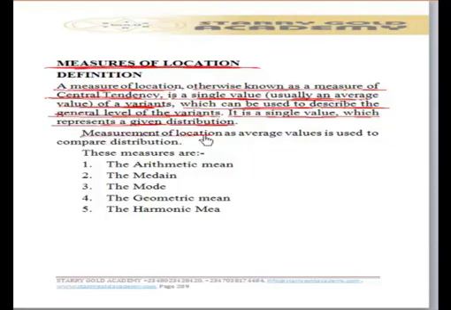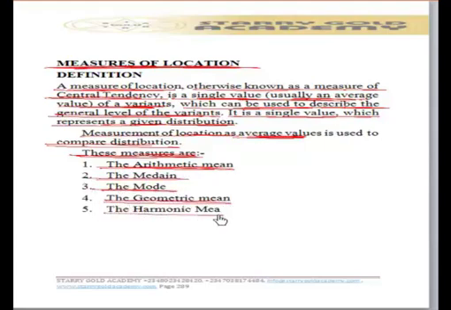So we have measurement of location, which we commonly call average values. That is, the measures of location are usually regarded as average values, and in many instances these particular values are employed for the purpose of comparing distributions in various statistical values. So the commonly used measures of location or central tendency include the following. We have the arithmetic mean, we have the median, we have the mode, we have geometric mean, and we have what we call harmonic mean. So all these are important measures of central tendency.